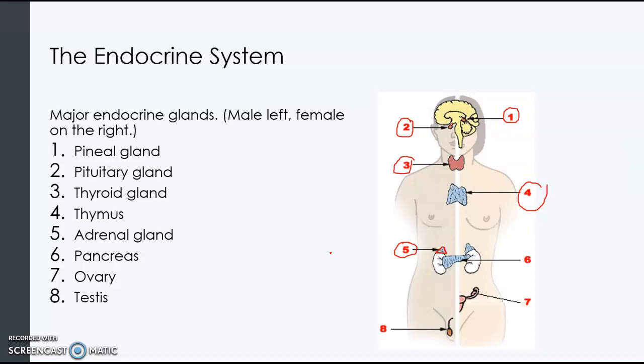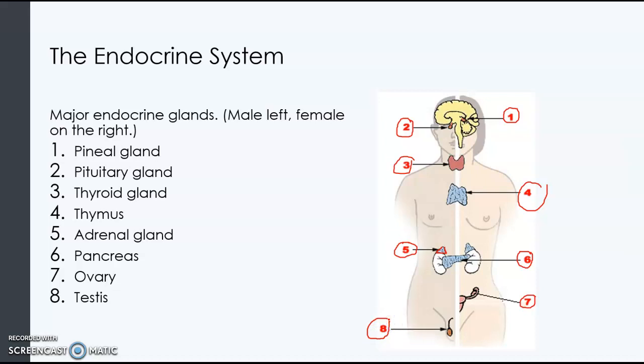Then there is number 6, which is the pancreas, and it produces insulin and glucagon, which are hormones that help regulate blood glucose levels. Number 7, this is in the female side of the figure, is an ovary, which produces hormones like estrogen that help regulate the female monthly reproductive cycle.